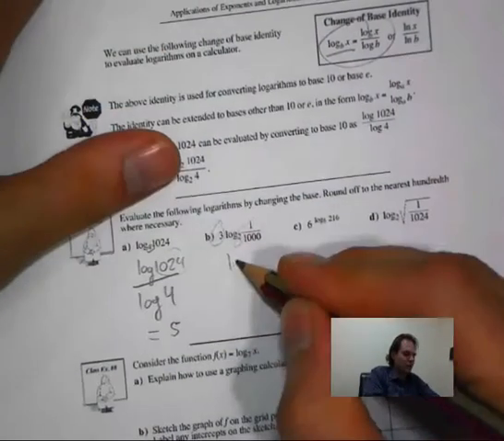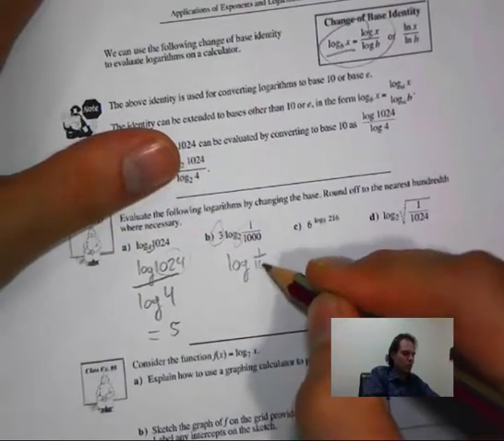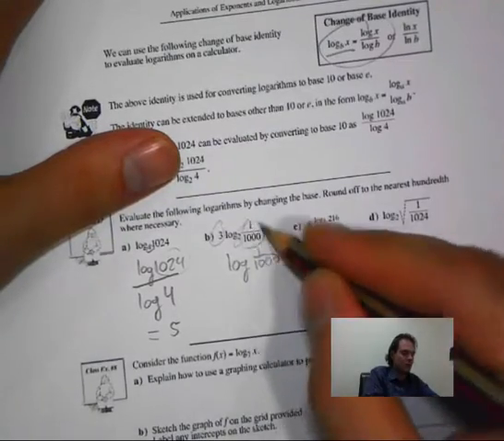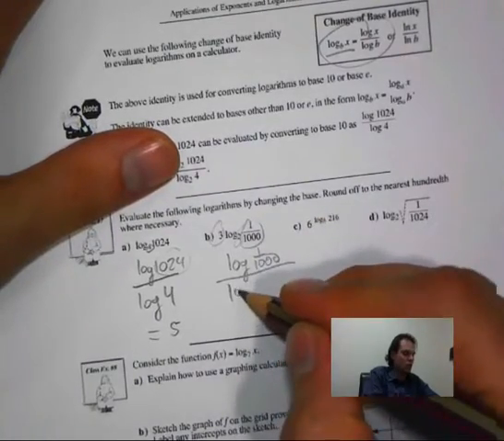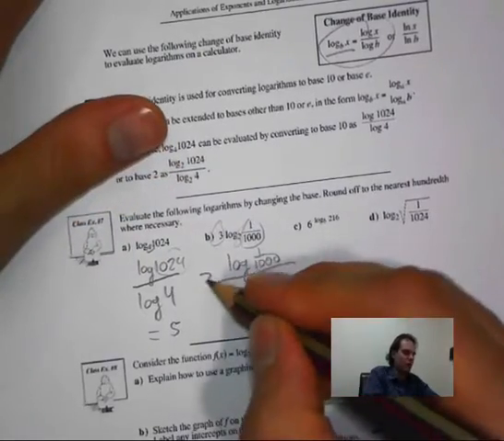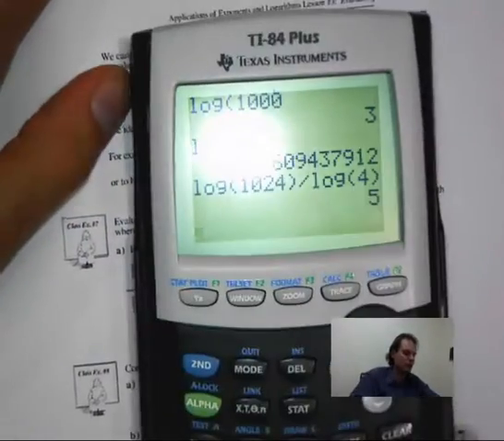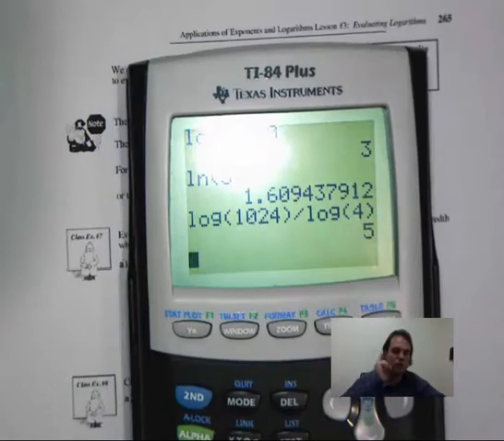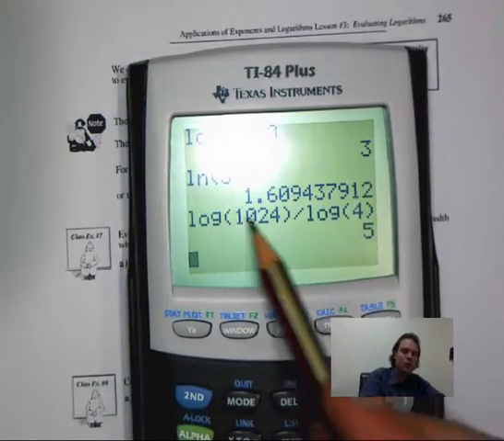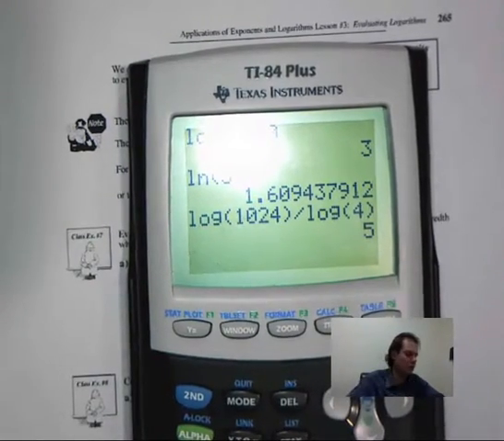So let's take a look at that. That's going to be log of 1 over 1000, because that's my x value, all over log 2. And then whatever that answer is, we multiply it by 3. Okay, so let's put this into our calculator. So first thing we're going to do are logarithms. Always do it in one step when you're doing this division of logarithms. I like to do it that way.